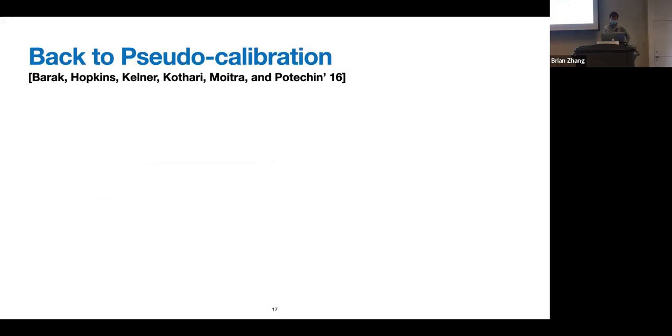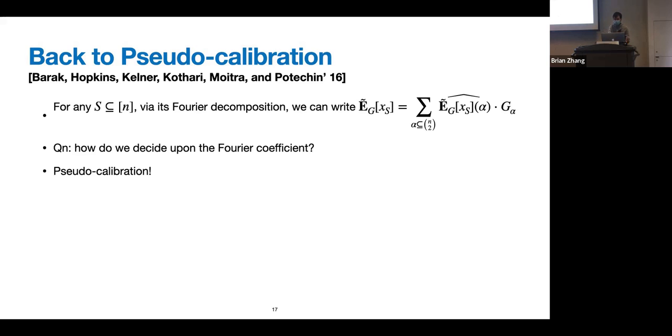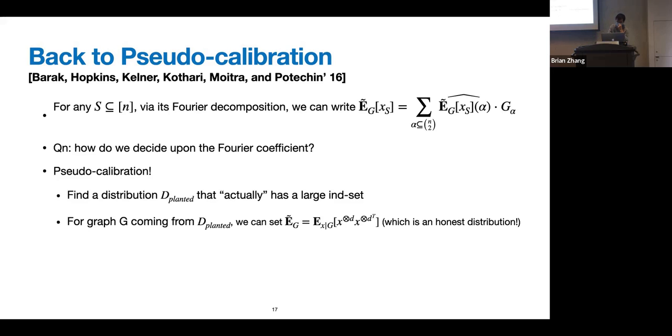So let's get back to pseudo-calibration. We know that for any set S, when we are trying to assign the moments, we want to write it as a function of the graph. The question comes down to how do we decide upon the Fourier coefficients? Because once we get the Fourier coefficients, the function of the graph is basically given to us. We are just going to compute it. And the idea is to use pseudo-calibration to determine the Fourier coefficients. Towards that, we want to find a distribution that actually has a large independent set. And for any graph G coming from this distribution, because we know they truly have a large independent set, you can set the moment matrix to be the moment of X, the true indicator vector.